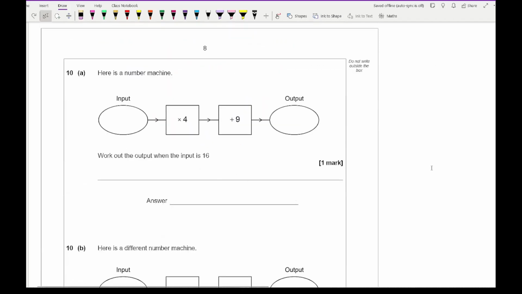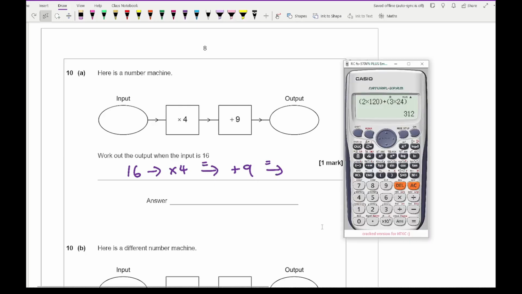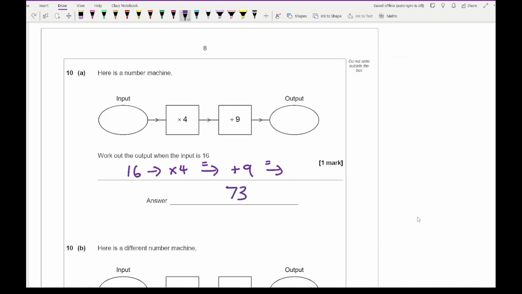For question 10, it says here is a number machine and we want to work out the output when the input is 16. So what I'll do is 16 times 4 plus 9. Whenever you're doing a function machine, whenever you move a step, always press equals, just because a function machine doesn't really apply BIDMAS. It kind of just works with brackets. So here we've got 16 times 4, press equals, plus 9 equals, and we get an answer of 73.